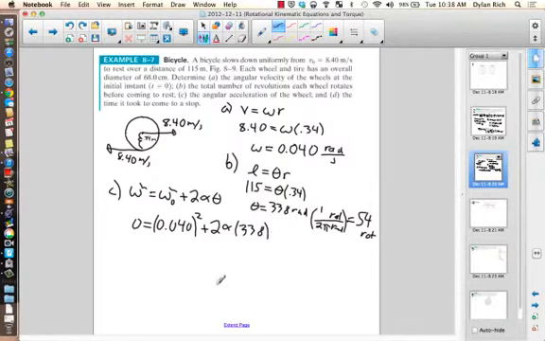Should just be alpha at this point. We're going to subtract that over. By the way, alpha, I'm going to get a negative number or a positive number? Why? Because you said it's moving in the positive direction and it's slowing. We'll talk about that here in a sec.